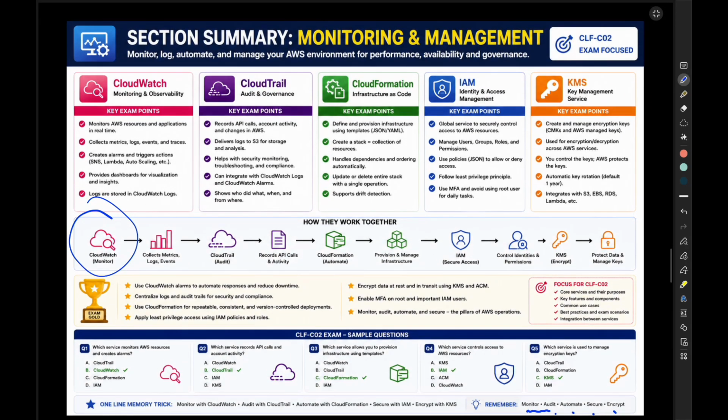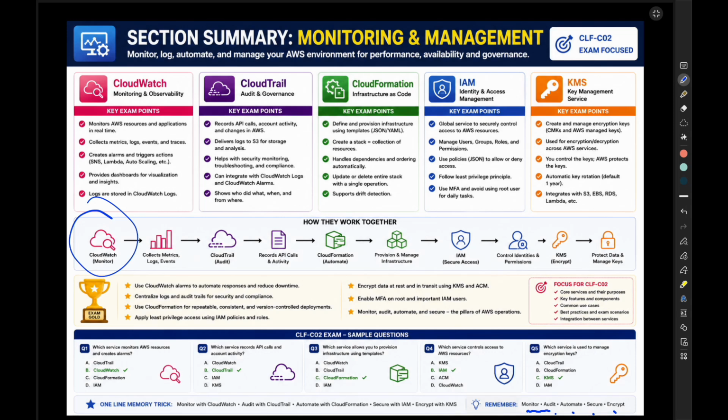Jumping to monitoring and management summary. Let's quickly summarize the entire monitoring and management section. We learned three important AWS services. First, CloudWatch. CloudWatch monitors resources, collects metrics, logs, alarms, and also provides dashboards. Think monitoring. Second, CloudTrail. CloudTrail records actions, tracks API calls, which user is making what changes.